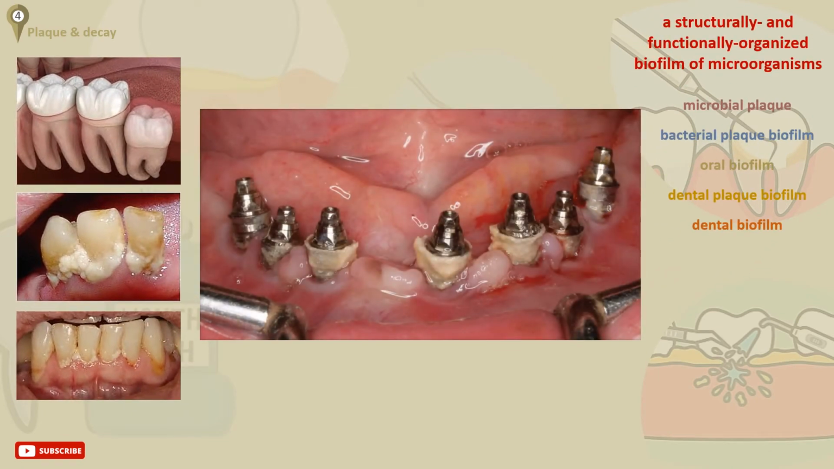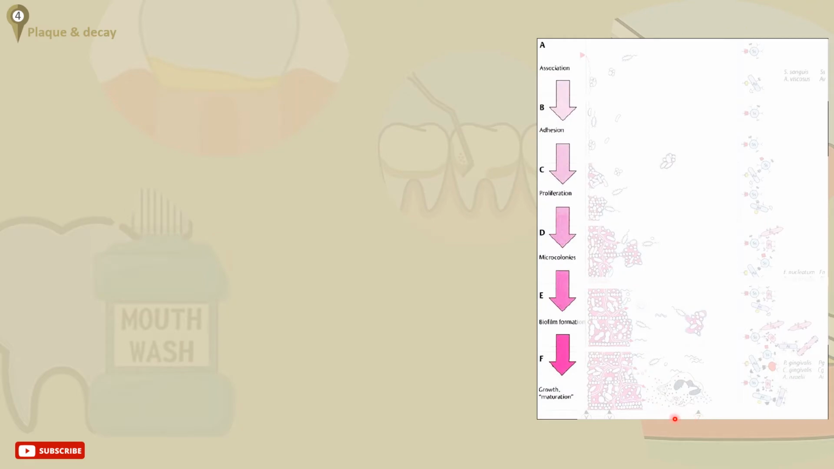Plaque attaches not just to tooth surfaces, but also to restorations and prosthetic appliances, including dentures and bridges if left undisturbed. Understanding the formation, composition, and characteristics of plaque helps in its control. The following diagram provides a detailed 6-step explanation of biofilm formation.